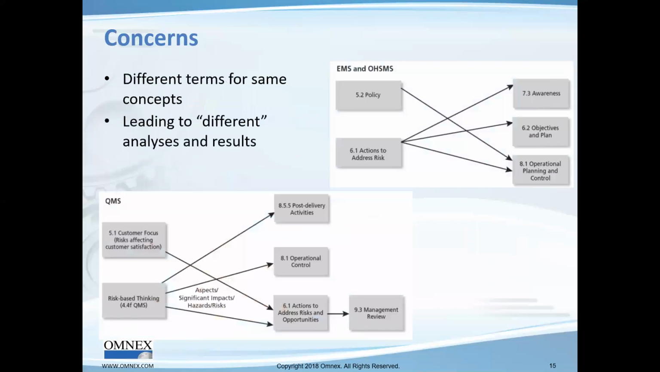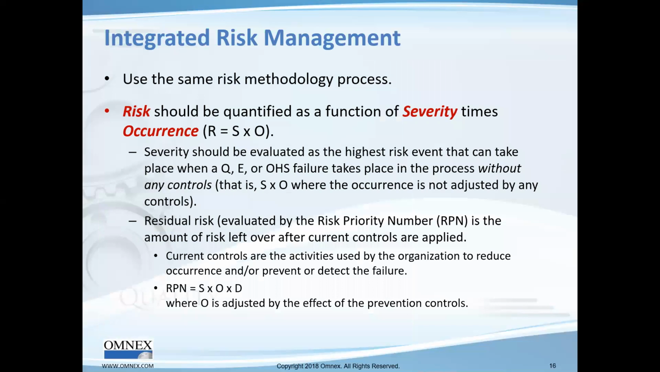So the concerns are different terms for the same concept, which lead to different analyses and results. One of the things that enterprise risk management needs to do is to understand what the differences and the similarities are. When the analysis is being done, we do one analysis for the particular focus area, and we can cover it across all the related impacts. So integrated risk management says we want to use the same risk methodology process.